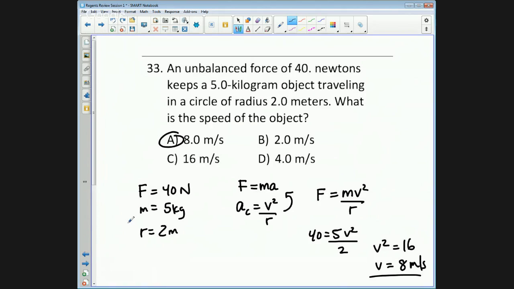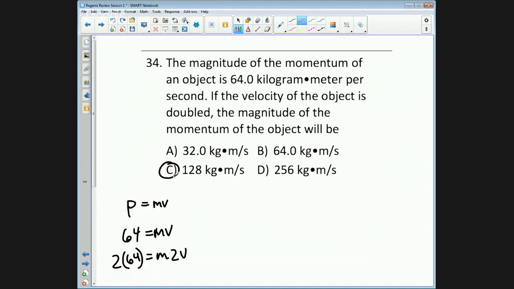Oh, whoops. Yeah, going back. Good catch, Nick. The square root of 16 is 4. Good catch. Okay, so sorry. For 34, 2 times 64 is 128.